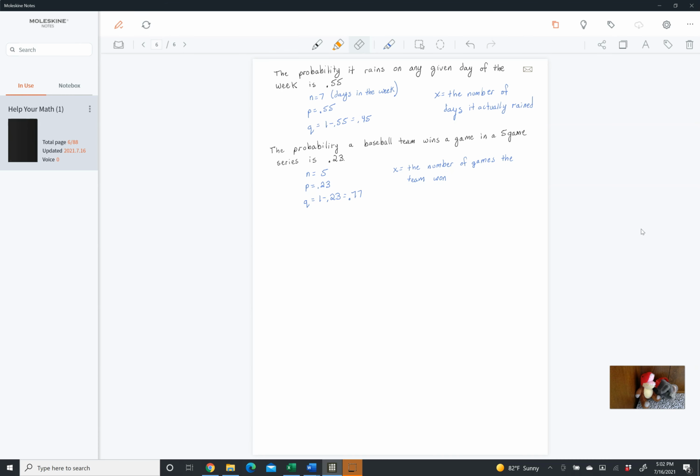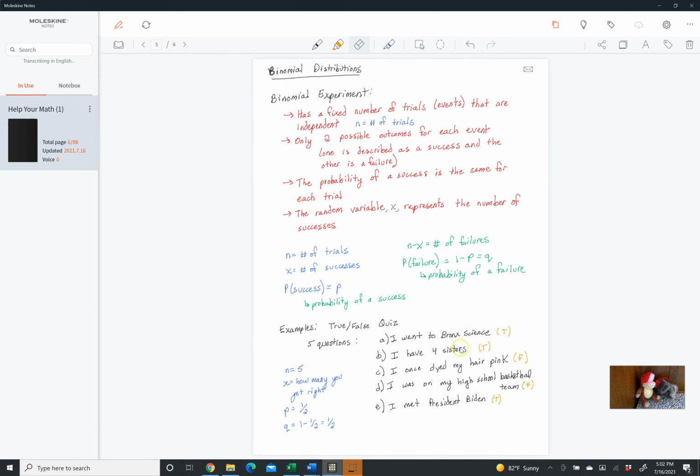Okay, so again, the question would be about what's the probability that the team won a certain number of games? Just like we said, this would be the probability that it rained on a certain number of days. And this one would be the probability that you got a certain number of questions correct. And that's what a binomial distribution is. You're going to be talking about how to calculate those binomial distributions in future videos.